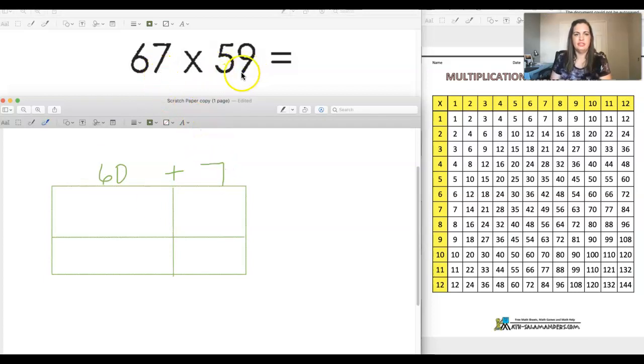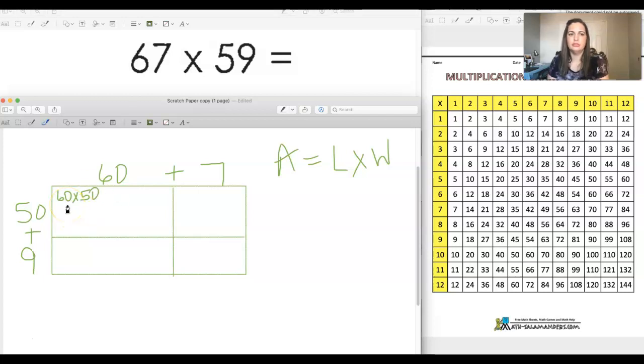For the number 59, the 5 is in the tens place. The value is 50. The 9 is in the ones place. The value is 9. Remember that area model means length times width. So for the first rectangle, it will be 60 times 50.